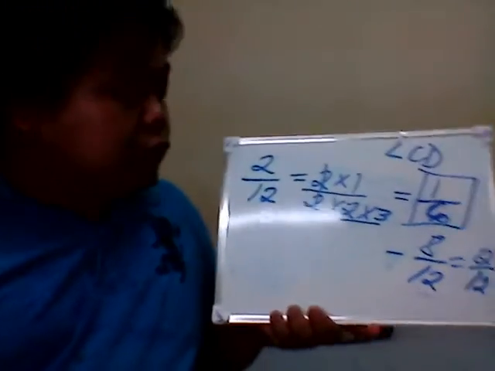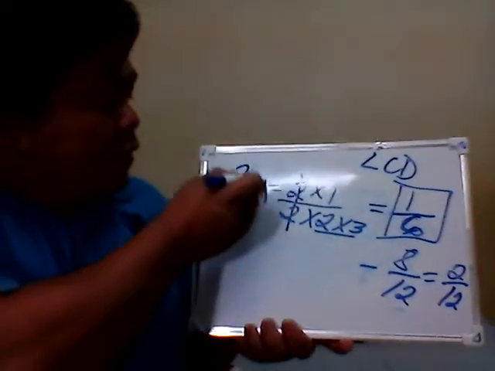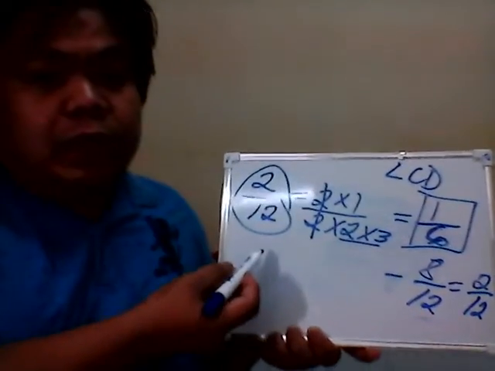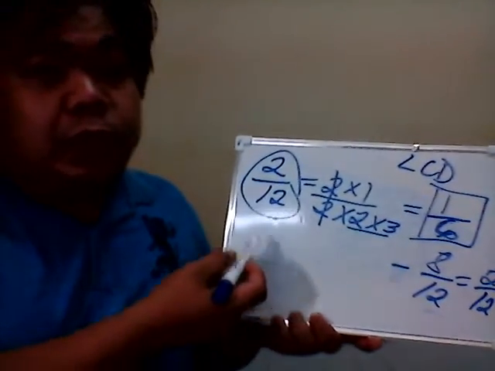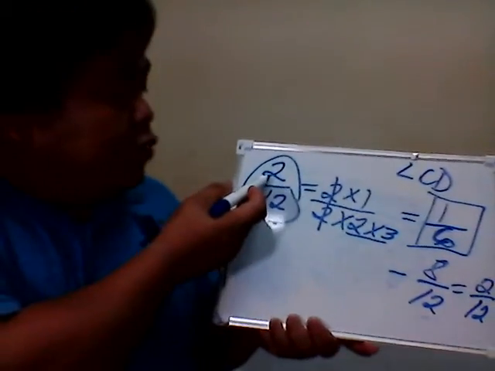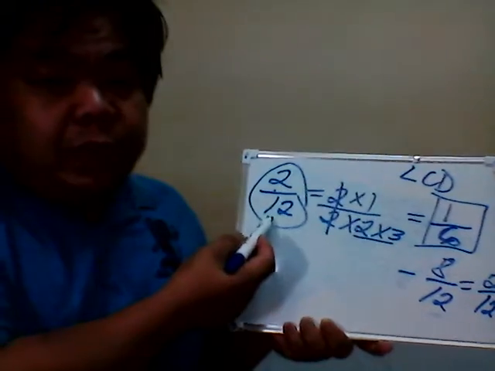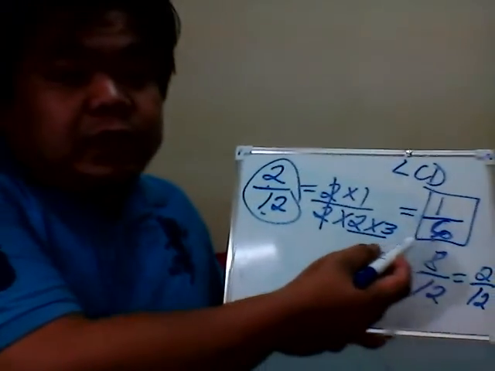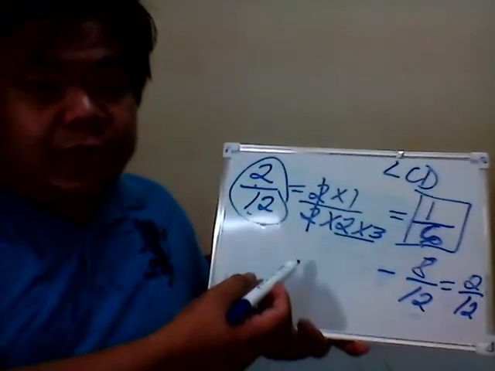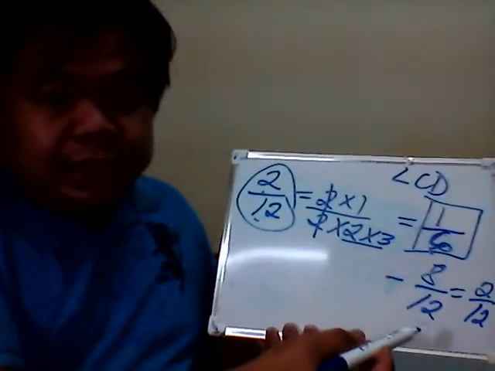Okay? Or you could just simply think of a number which you can use to divide 2 and 12, which is 2. So if you divide 2 by 2, it will be 1. 12 divided by 2 will be 6. So the lowest term of 2/12 is 1/6. Okay?